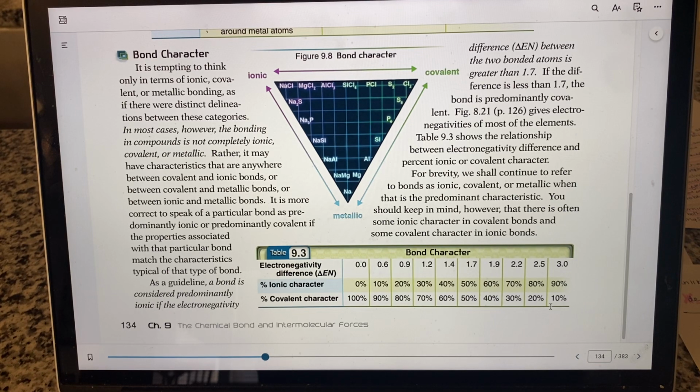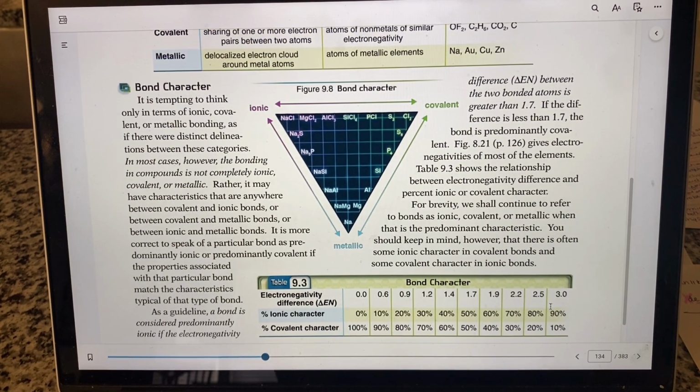So a guideline is that a bond is considered predominantly ionic if the electronegativity difference, ΔEN, of the two bonded atoms is greater than 1.7. If you take the two atoms that are bonding together and subtract their electronegativities, and the difference is greater than 1.7, it's going to be ionic. There's a table on page 126 that shows the relationship between the electronegativity difference and the percent ionic or covalent character.